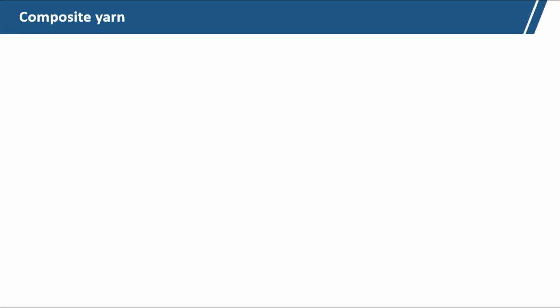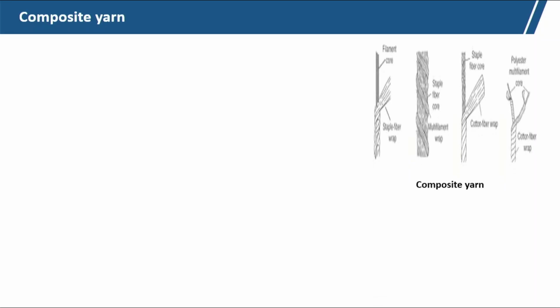Next is the composite yarn. Now, you can see the different types of composite yarn. Here you can see the filament core, and staple fibers are wrapped at the sheath along with the filament core to get high strength. Filament core gives the high strength mechanical characteristics, and the staple fiber sheath which is wrapped, maybe cotton, gives the comfort characteristics or soft feeling.